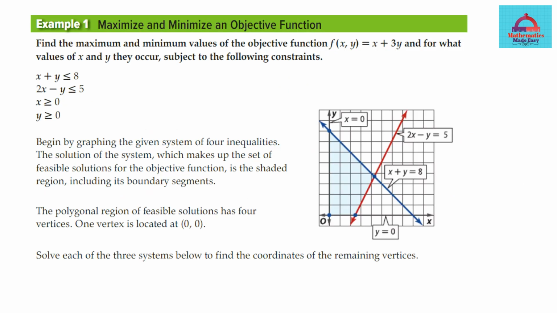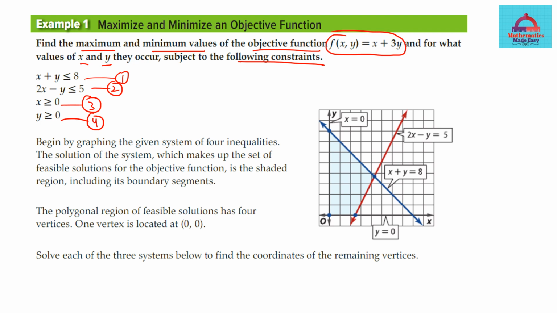Okay, so let's do the first example together. So in the first example, definitely you are given an objective function, which is a function of x and y, x plus 3y, and you need to find the maximum and minimum, both the values of x and y, subject to the following constraints. So 1, 2, 3, 4. 4 conditions or 4 constraints are given.